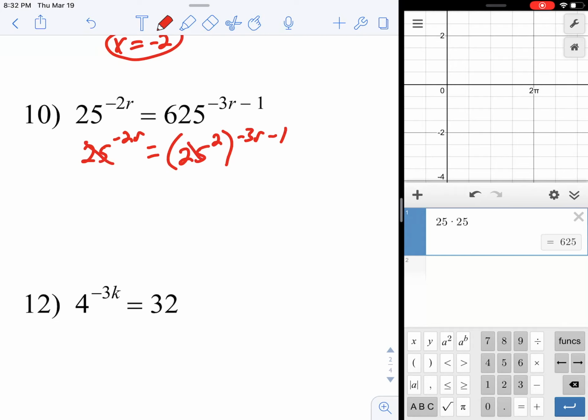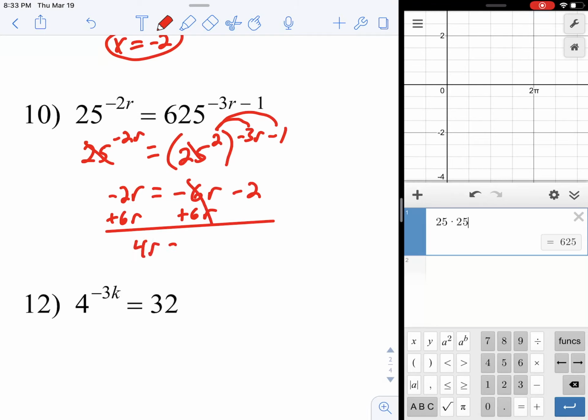So, okay, I cross these out. I get 2r here. But what do I have on the other side? Well, on the other side, I just multiply this and get -6r minus 2. Remember, when you have a power to a power, they multiply. Now I can add 6r to get my like terms together. That cancels out. -2 plus 6 is 4r. Bring down the -2, divide by 4, and then -2/4 reduces to -1/2.